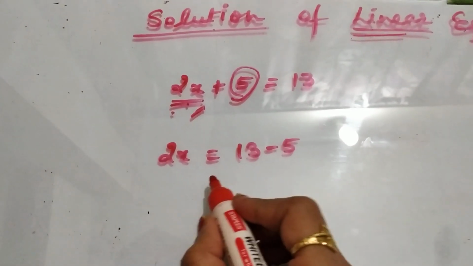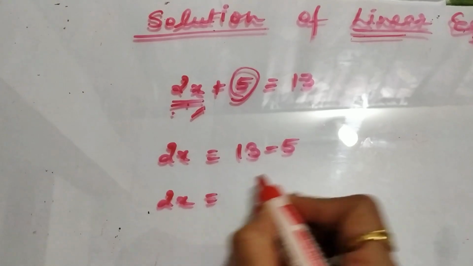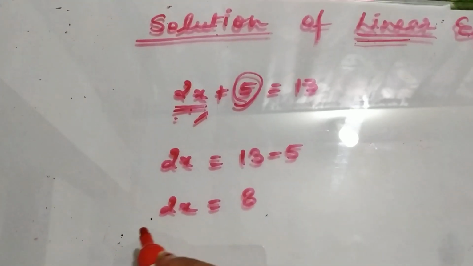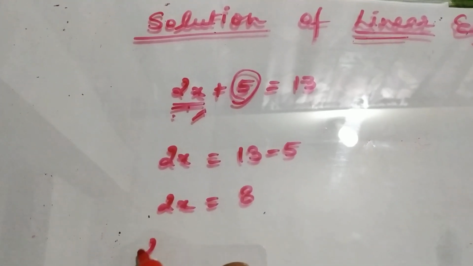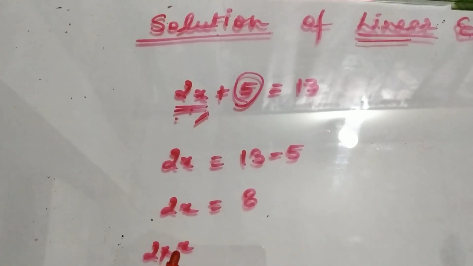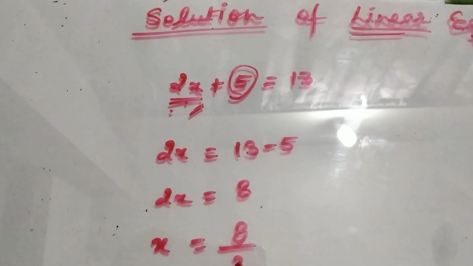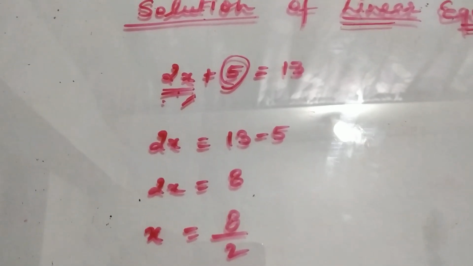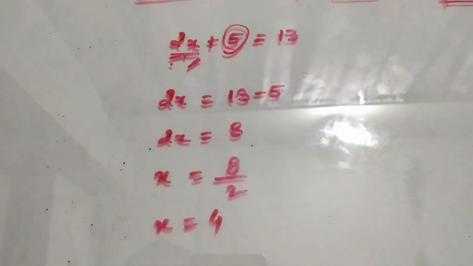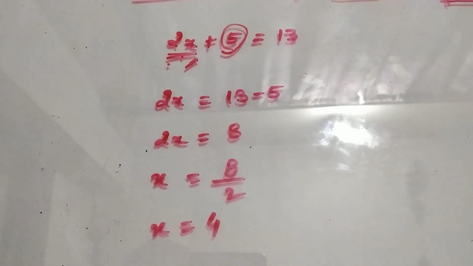2x equals 13 minus 5, which is 8. What is the sign between them? 2 into x, right? So multiplication changes to division. 8 by 2, so x equals 4. I hope it is clear to you.